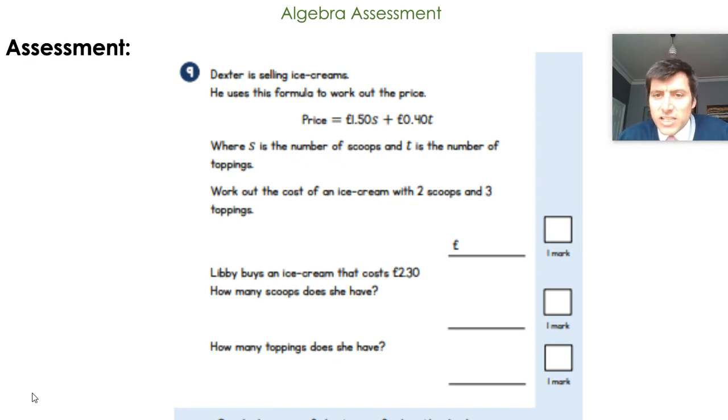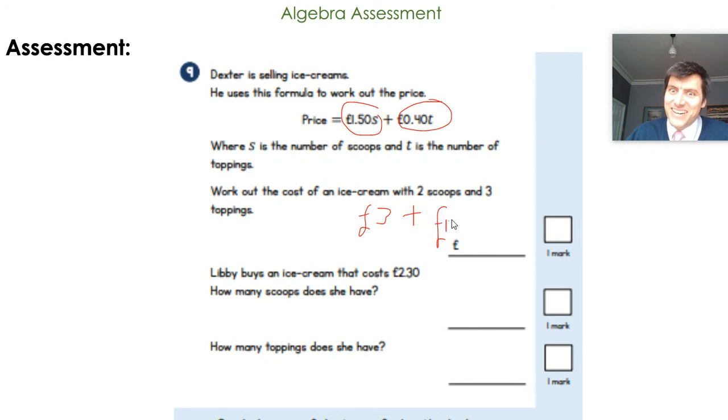I've got to work out the cost of the ice cream for 2 scoops, so I've got to multiply 150 by 2 and 3 toppings. So multiplying that by 3. That would be £3 because £1.50 times 2 is £3, and then I'm adding it to 3 lots of 40 pence, which would be £1.20, and therefore I end up with £4.20.